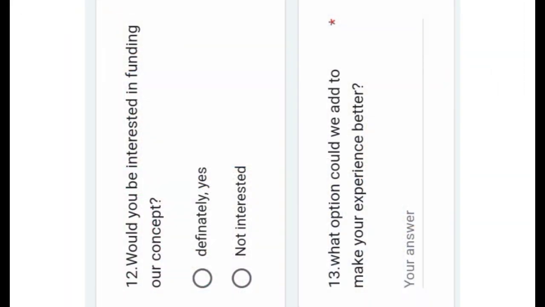What would you be interested in funding our concept? Why do you think so? Do you need funding for this? Why? To put a vending machine in our college, we need some money, so we are asking for it. Exactly. Oh, charity. So you should ask for charity rather than funding.